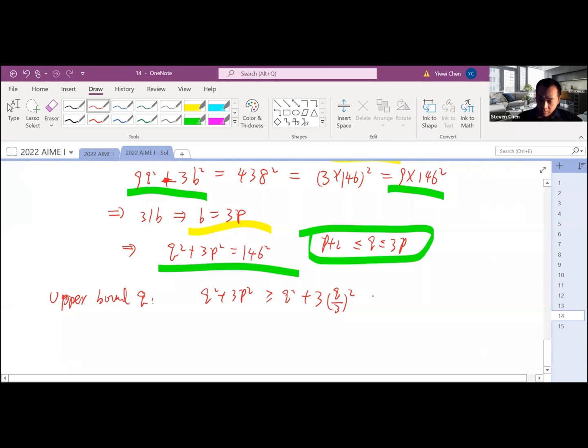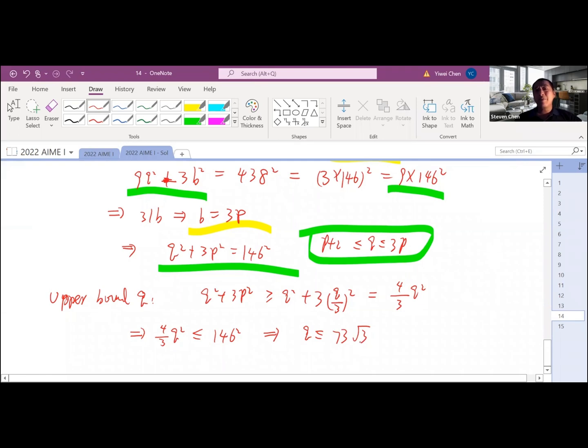Okay. So this could be written as this one. And also recall that Q squared plus 3P squared is 146 squared. So this tells us that this is bounded by this one. So this implies that Q is less than or equal to 73 square root of 3.